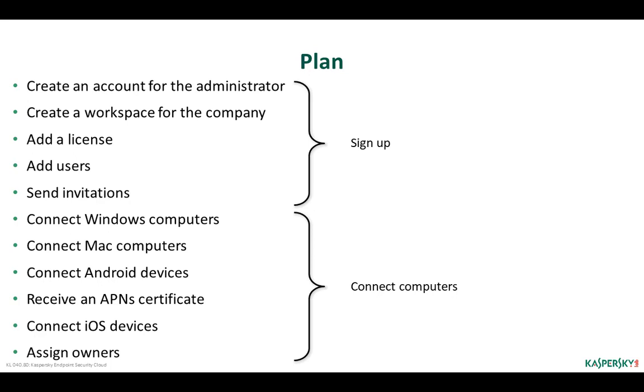To connect computers, you need to download and start the installation package. It can be downloaded using the link in an invitation, or from the company's workspace on the website. To connect a mobile device, follow a special link in the invitation. To be able to send invitations, you need to add employees' email addresses to the workspace.